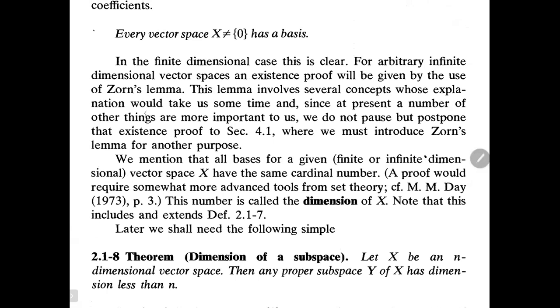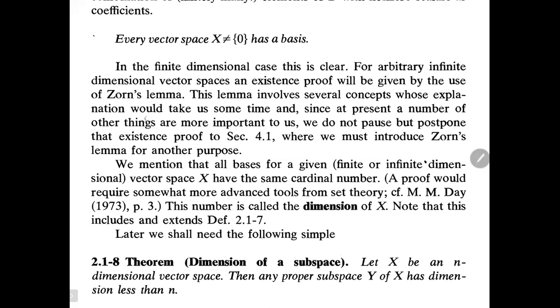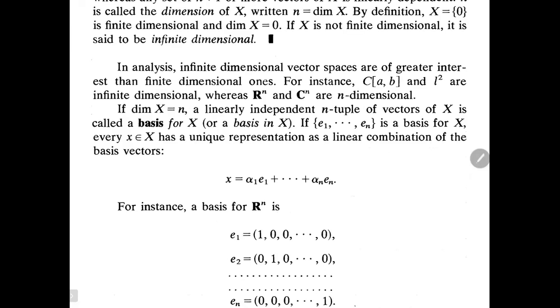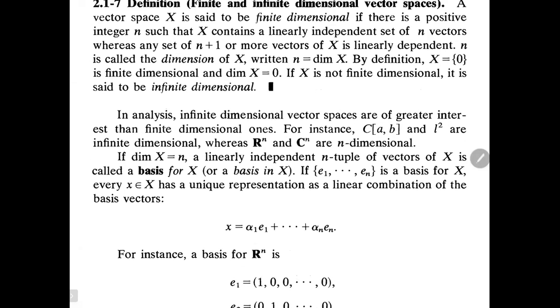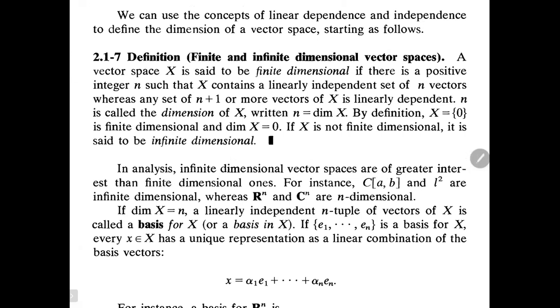So we have finite and infinite dimensional vector spaces. A subset of a vector space is called a basis if it is linearly independent and if it spans the whole space. A vector space is finite dimensional if there are finitely many vectors in the basis of the vector space.